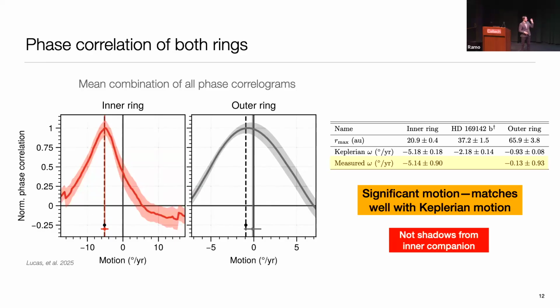When we look at the outer ring, the results are a little less conclusive. I've got wider error bars on this motion, so it's not really conclusive yet whether the outer ring is moving with Keplerian velocity or isn't moving at all, and both of those are plausible explanations.